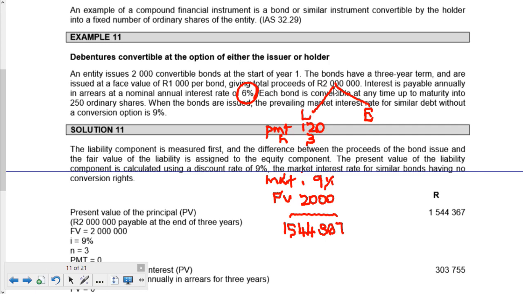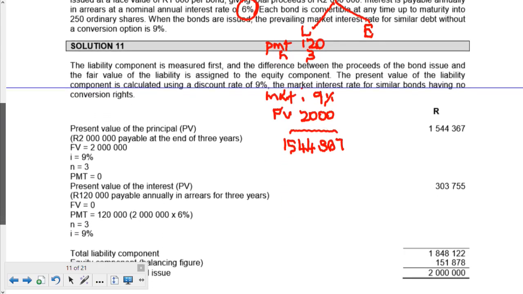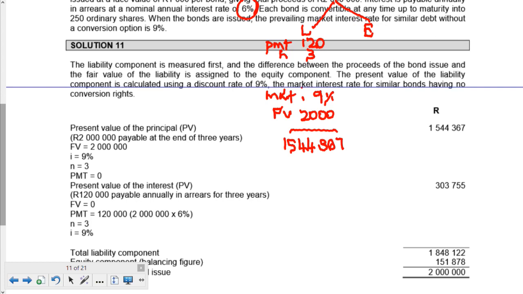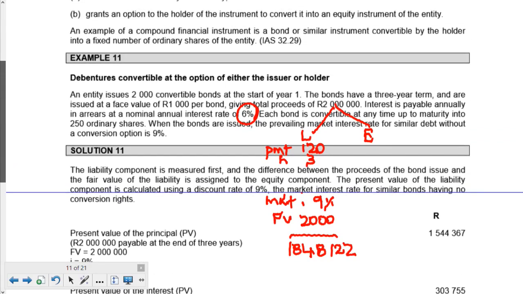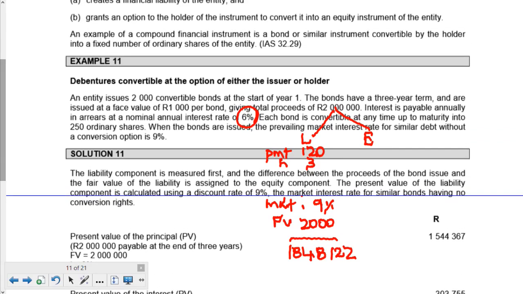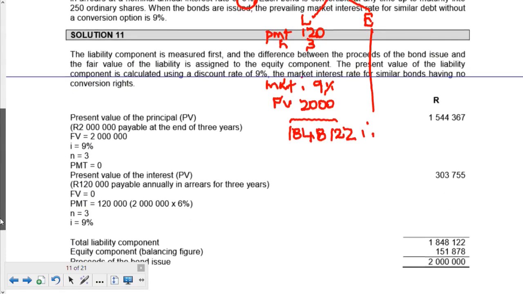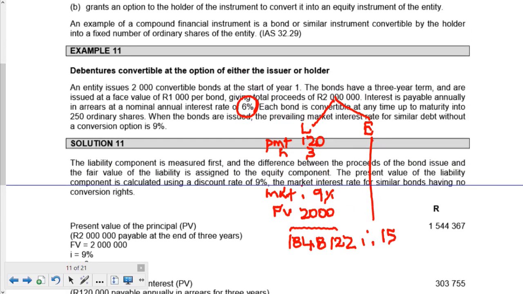Doesn't work. Oh, it's not that. It's 1,848,122. They've done the 2 calcs separate. 1,848,122. Which means then if I take that off the 2 million, the equity piece is therefore 151,878. Now, on this bit, you have to amortize.